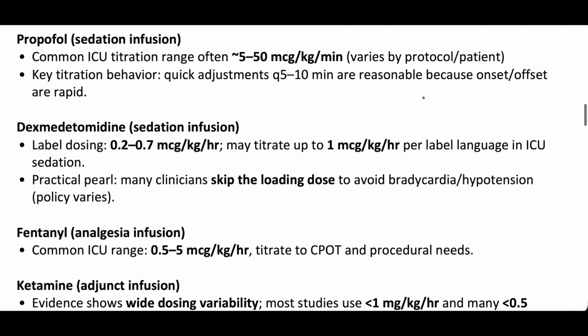When it comes to propofol, just roughly speaking, commonly people talk about 5 to 50 micrograms per kilogram per minute as a degree of range for propofol dosing. You can make quick adjustments. You can adjust it every 5 to 10 minutes because of how fast on and off it is. Dexmedetomidine, the dosing people often talk about are 0.2 to 0.7 micrograms per kilogram per hour, although you might see it as high as 1 or 1.2 micrograms per kilogram per hour. There is a loading dose that's possible, but this is often skipped because it can cause worsening bradycardia and hypotension.